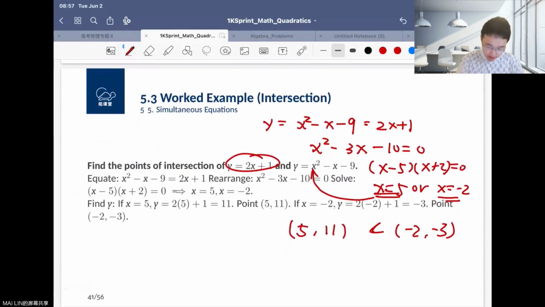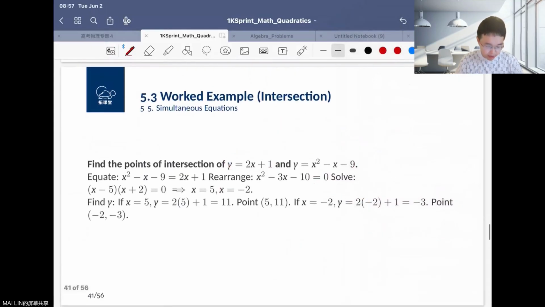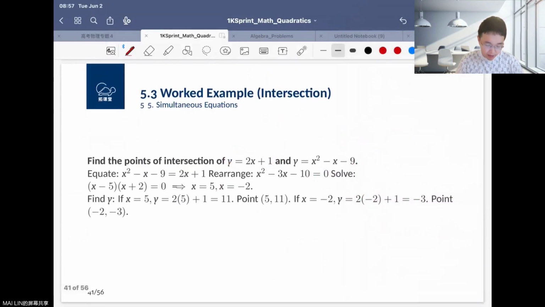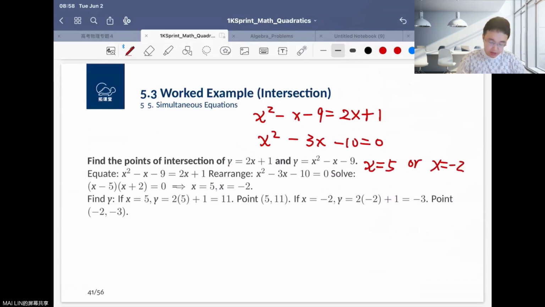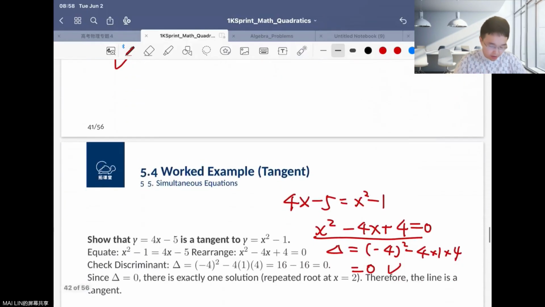For example, take the line y = 2x + 1 and the curve y = x squared - x - 5. Put the two equations together, because the intercept means they pass through points and have a solution for x. Rearranging gives a quadratic with two solutions, x = 5 or x = -2. So there are 2 points, (5, 11) and (-2, -3). That is how we solve for the positions of the points.